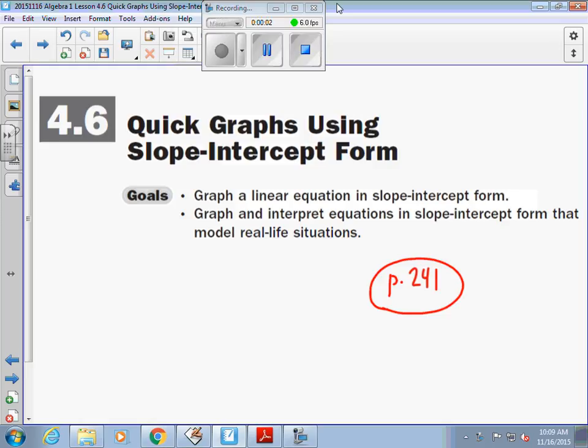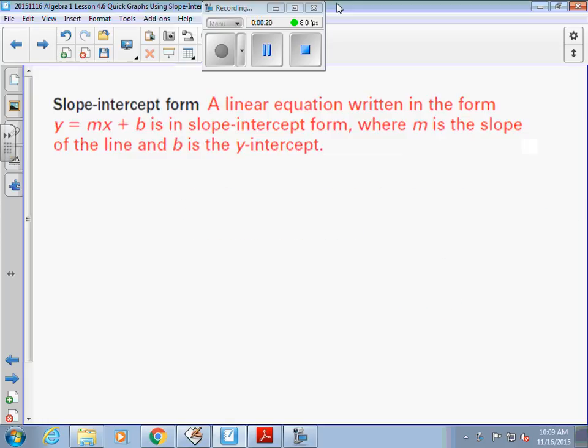It's Algebra 1, Lesson 4.6. We are doing quick graphs using slope-intercept form. Two goals we have is to graph an equation in slope-intercept form and then interpret forms with real-life equations. And we're also looking at parallel lines today, what parallel lines mean, beginning on page 241 in the textbook.